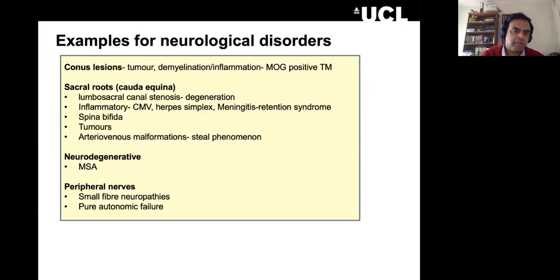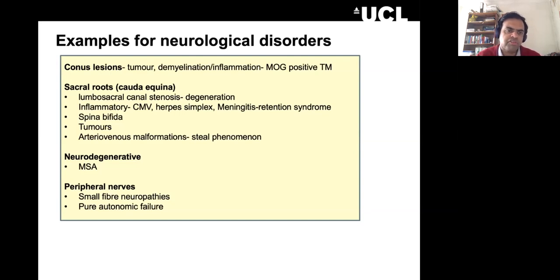There are some examples of neurological disorders, such as lesions of the conus. I think in one of the earlier lectures I mentioned MOG-positive transverse myelitis, which clearly is a neurological disorder that initially lands in a urology inpatient unit as a case of urinary retention. During the course of a few days, the patient develops the other neurological complaints. But more commonly, we'll come across conditions such as tumors of the conus, or other types of focal demyelination, or even infarct of the conus.